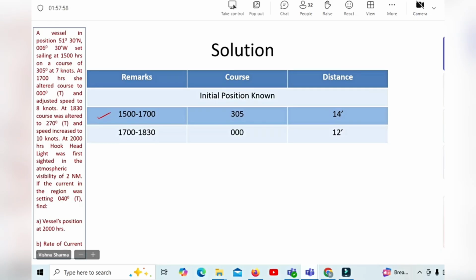Correct, beta? Yes or no? Please have a look at it and tell me. Yes, sir. Up to this place we have done.